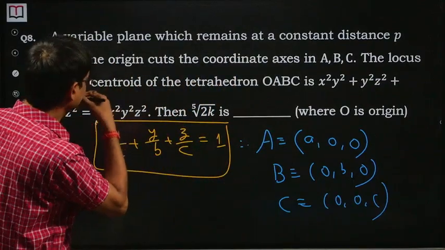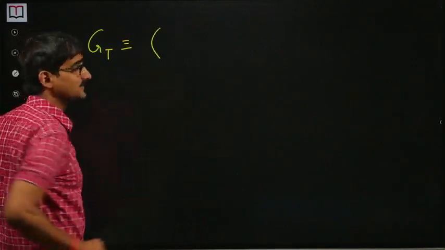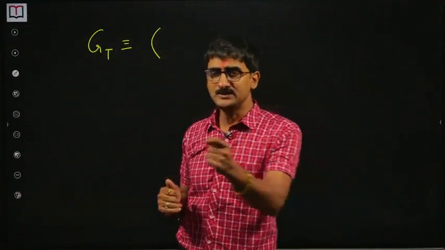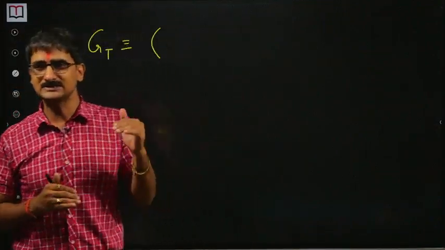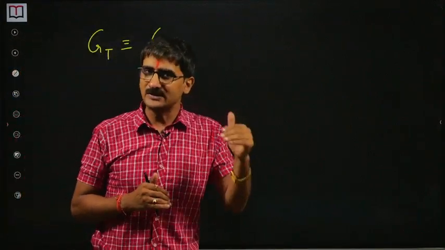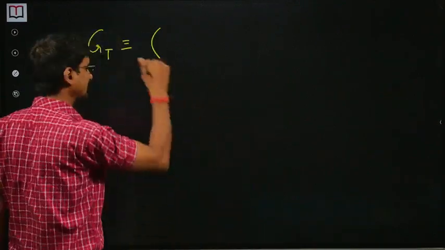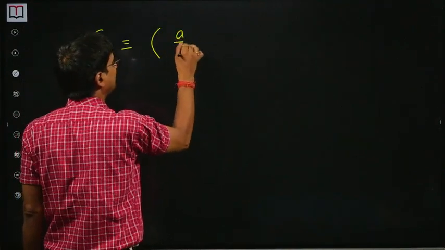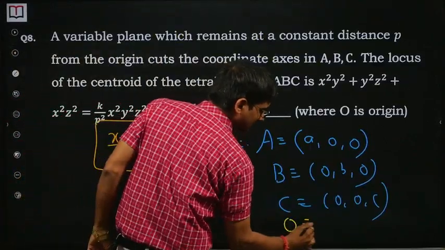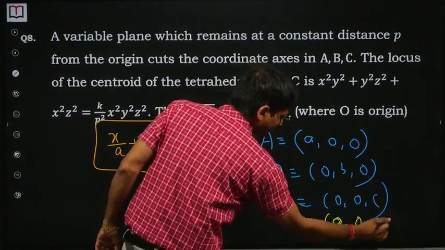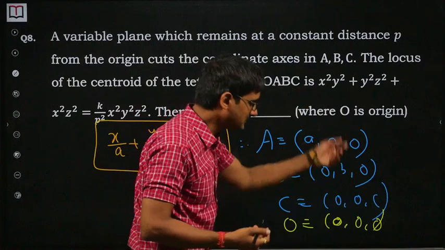Now the locus of the centroid of the tetrahedron. The tetrahedron has 4 vertices, O, A, B, C. O is the origin, of course (0, 0, 0), and in that case the centroid of the tetrahedron is (x1 plus x2 plus x3 plus x4)/4, (y1 plus y2 plus y3 plus y4)/4, (z1 plus z2 plus z3 plus z4)/4. So the tetrahedron's centroid is nothing but (a/4, b/4, c/4). Why so? Because the fourth vertex is (0, 0, 0). So add all the x coordinates divided by 4, add all the y coordinates divided by 4. So that's what we get.